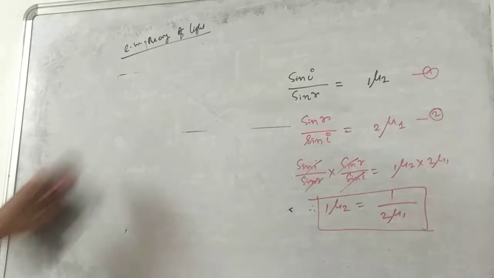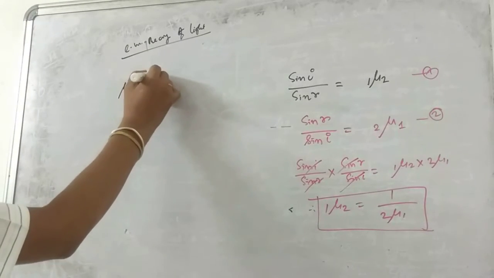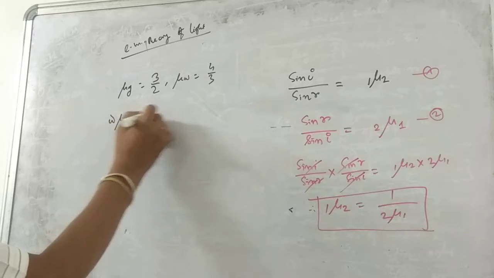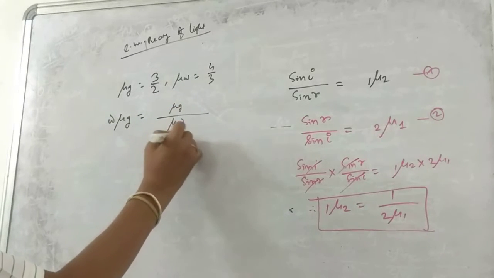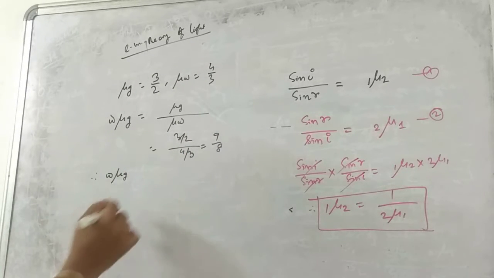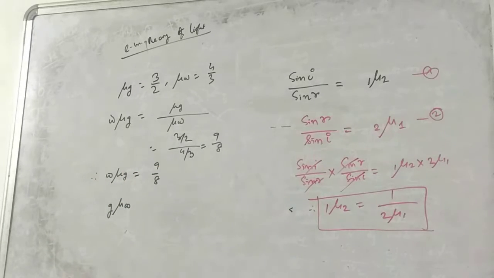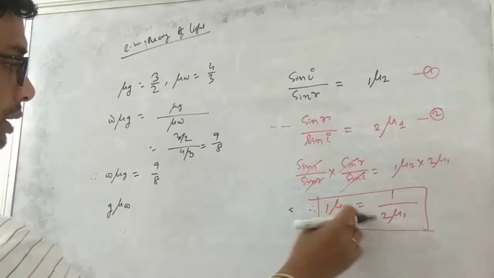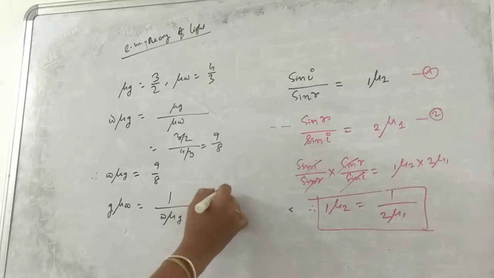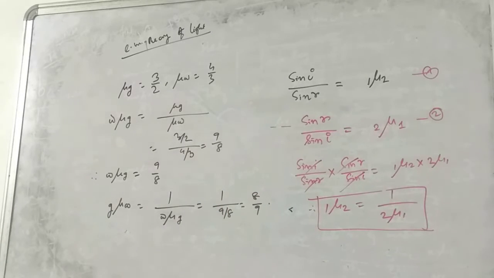For example, as I did in the previous section, mu g is 3 by 2, mu water is 4 by 3. Then what is mu g with respect to water? It's nothing but mu g by mu water, which is 3 by 2 divided by 4 by 3, which is 9 by 8. That means mu g with respect to water is 9 by 8. Then what is mu water with respect to g? Mu 2 with respect to 1 is 1 by mu 1 with respect to 2. That means this is nothing but 1 by mu g with respect to water. So it is 1 by 9 by 8, which is actually 8 by 9. Okay. So it's very simple.